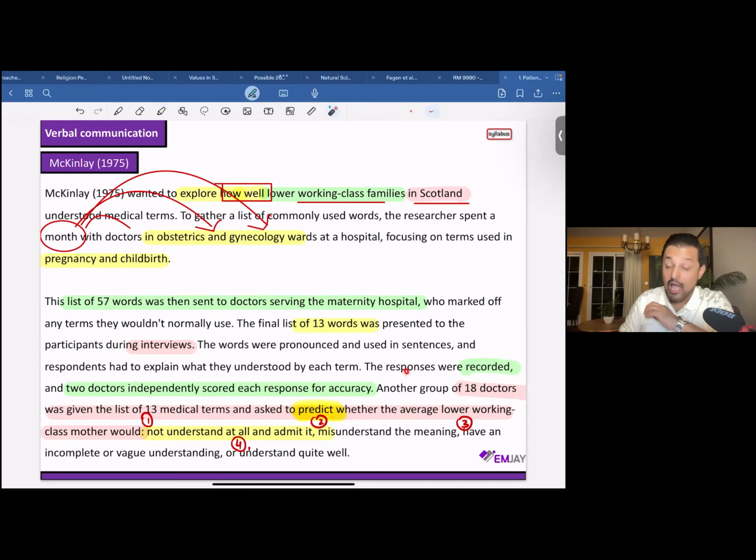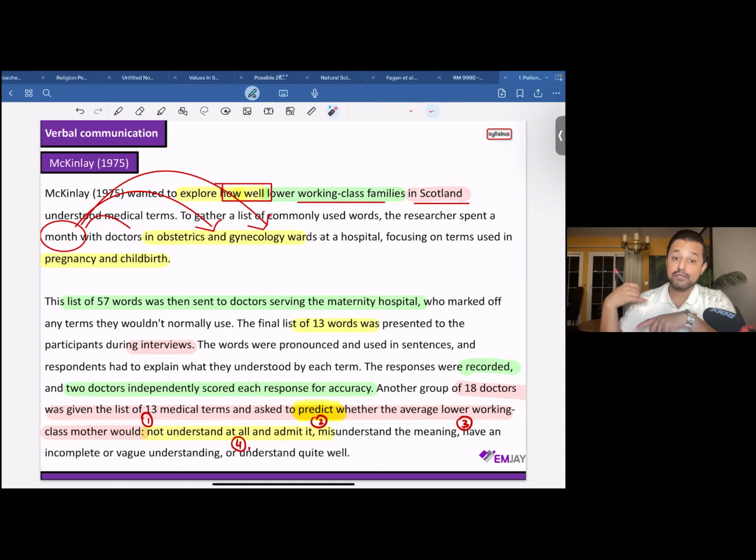They were asked to predict whether the average lower working class mother would, number one, not understand at all and admit it. Number two, misunderstand them. See, admitting it matters over here. There are many instances when the doctors use terms which you aren't aware of, but you don't question back or ask for further clarity because you don't want to sound stupid, right? Another thing I want you all to keep in mind is that this study was conducted in 1975. Back then, probably there was no Google, right? It's a study that's almost 50 years old, some 47, 48 years old, right?